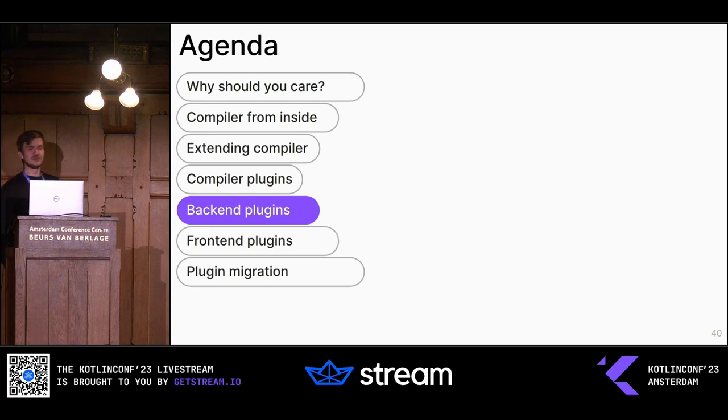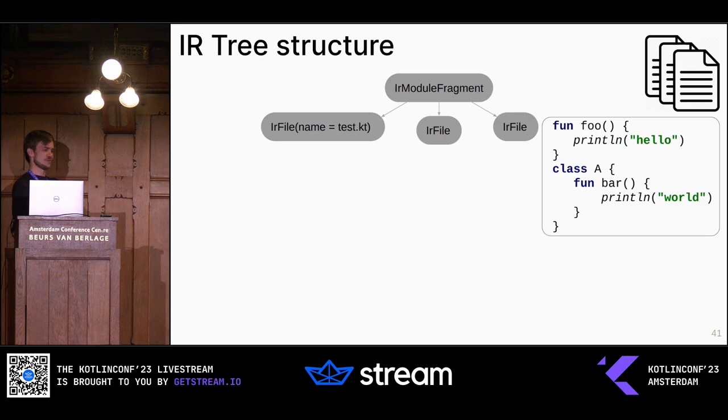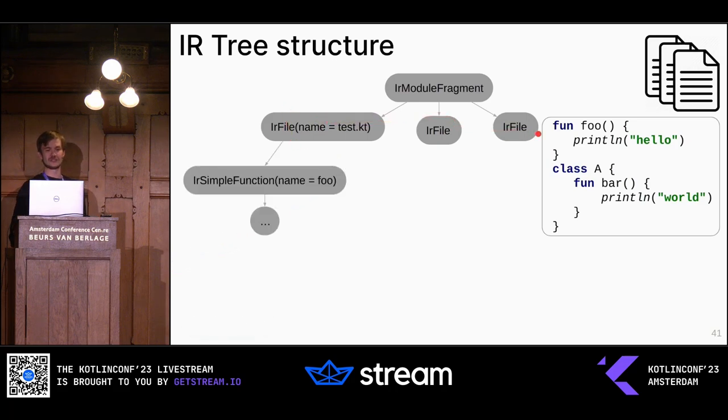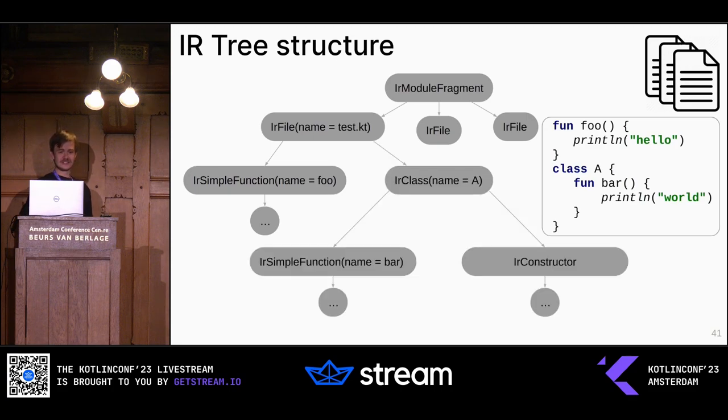Well, a bit more details about back-end plugins. They use an IR-tree, and its root node is the so-called IR module fragment. It's just a container for source files. IR file, IR file, IR file, and each file includes its top-level declarations as children. Here we have function foo, class A, and its function bar and its default constructor.